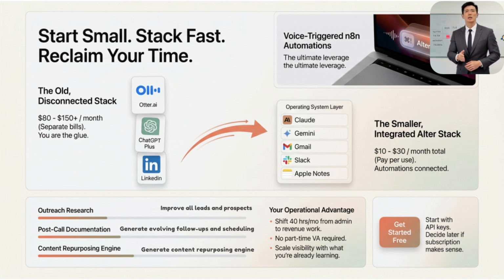On the cost side, start with your own API keys rather than the paid plan. Connect Claude through Anthropic's API. Get a feel for actual usage, and then decide if the all-in subscription makes sense for your volume. If you're already running n8n automations in the background, you can trigger those workflows from inside Alter with a voice command. One sentence spoken out loud. Full backend automation fires. That's where the operational leverage gets serious.